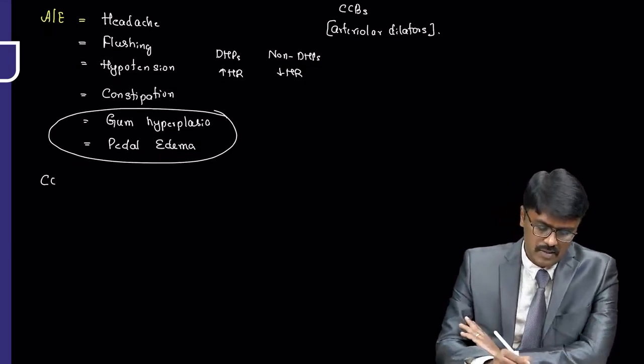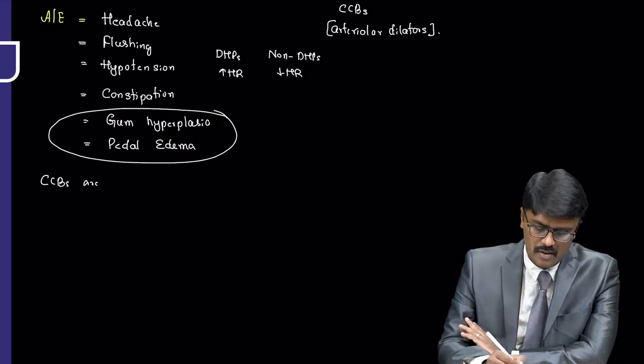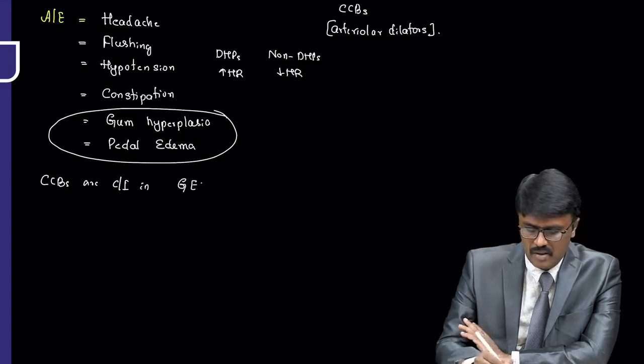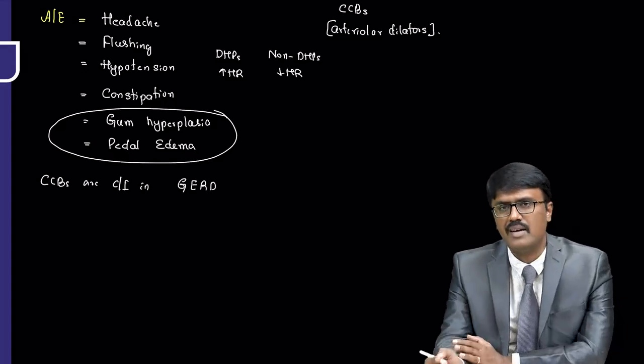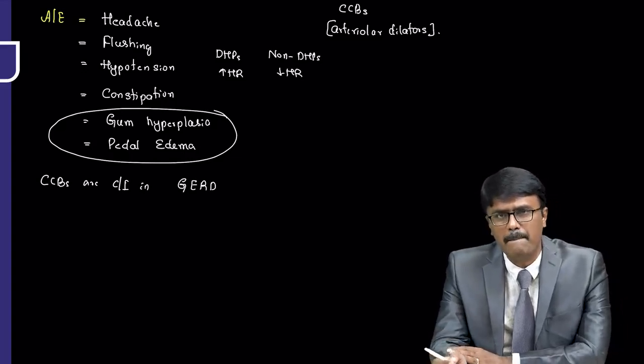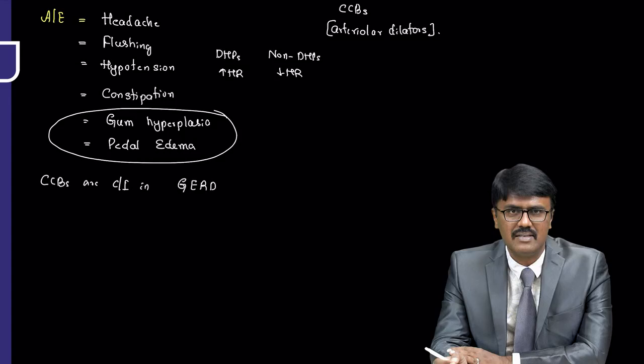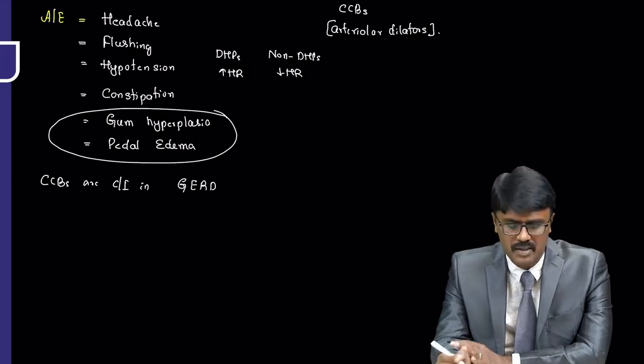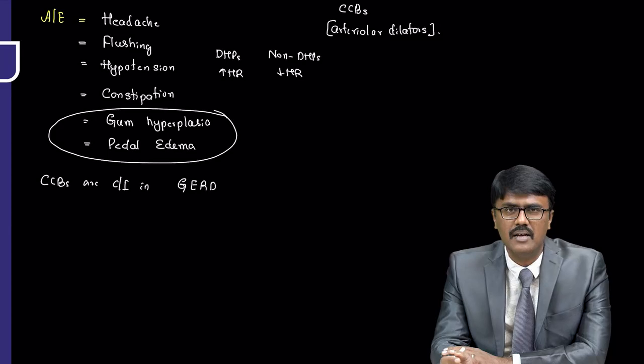Now these CCBs are contraindicated in a patient with GERD, gastroesophageal reflux disorder. Can you tell me why? The problem in GERD is the esophageal sphincter is lax, and that's why the acid is coming back to the esophagus. When I use CCBs, they are smooth muscle relaxants. They will relax the esophageal sphincter further and it will worsen the GERD. So that's why we don't use it. So that is about calcium channel blockers.